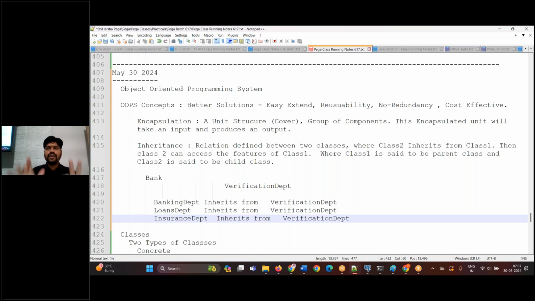So straight away I'll go and create one application. Done. In the application I have to create classes. 4 departments, I'll create 4 classes. But first I have to create verification class. First I will create verification class.